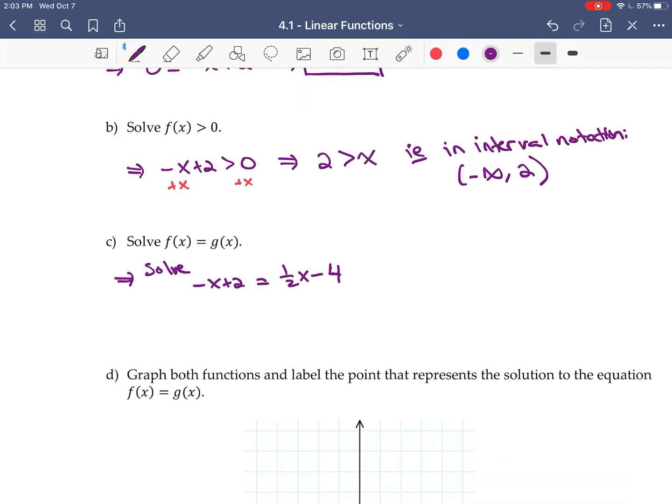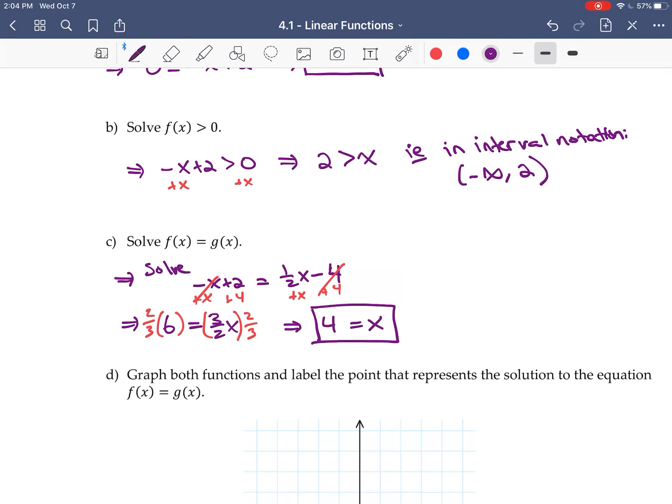Then I just want to isolate the x, so I'm going to move this x over to this side. And then I'll move the 4 over to this side, so those things are going away. That's going to give me 6 on the left side. And on the right side, I have 1/2 x plus 1x. That's going to be 3 over 2 x. So then I want to divide both sides by 3 over 2, or multiply by 2/3, which is the same thing. And that's going to give me 4 equals x. So when x is 4, those things are equal.